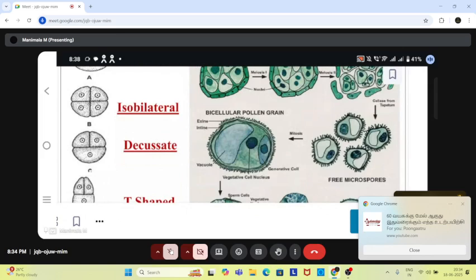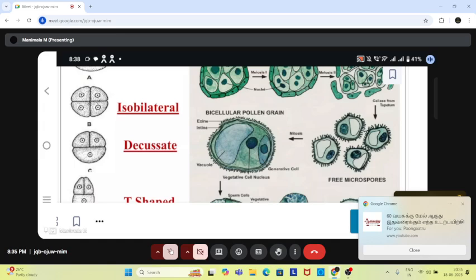So this is the process of microsporogenesis. Vedant, can you make a note of it? You know what microsporogenesis is? It is the formation of pollen grains. So how are these pollen grains formed? The microspore mother cell, or primary mother cell, undergoes meiotic division, and it will form a haploid tetrad.